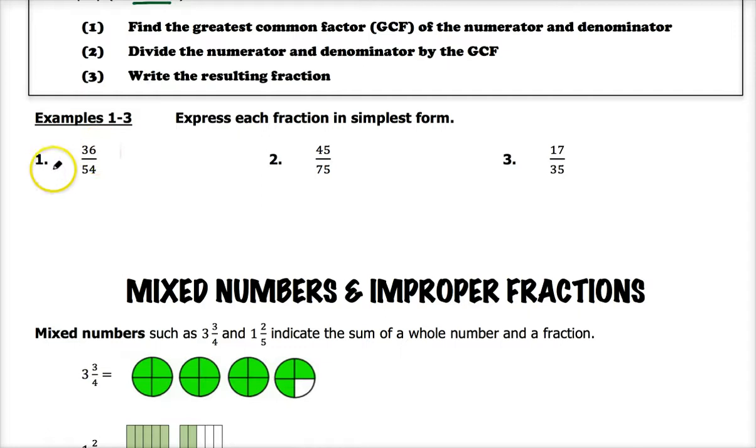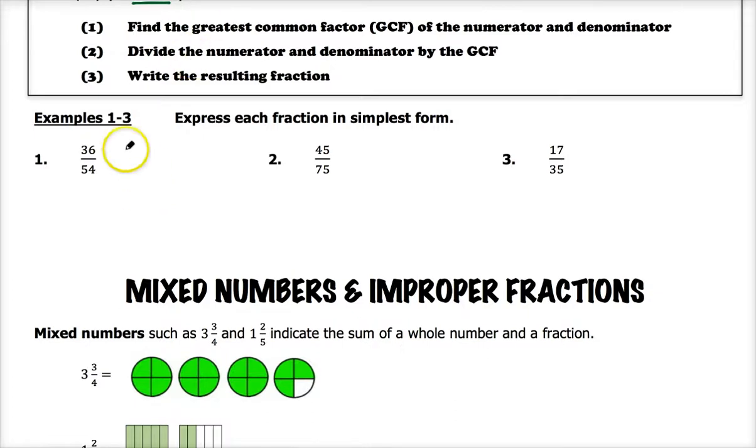So number 1, I have the fraction 36 over 54. First of all, I can see that both of these numbers are even, 36 and 54, so I know that they have a GCF of at least 2. 2, however, is not the GCF of 36 and 54. The GCF is actually 18. So if I divide 36 and 54 by 18, 36 divided by 18 is 2, and 54 divided by 18 is 3. So this reduces to the fraction 2/3.